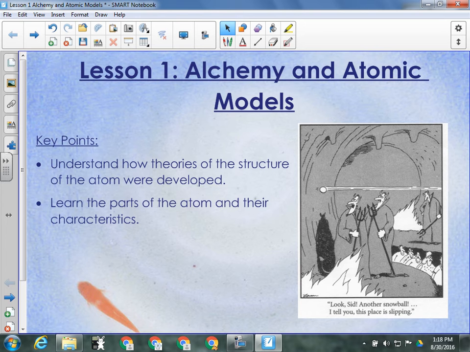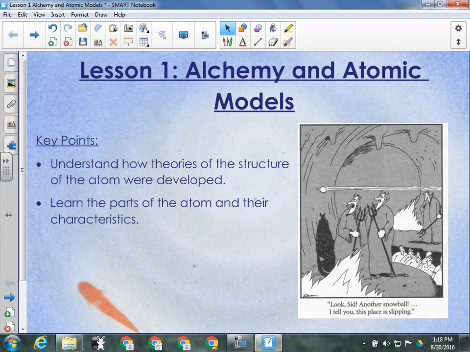All right, so the key points for today, we want to look at how theories of the structure of the atom were developed. Why did we think the atom looked a certain way? Why did we think then suddenly that that changed? Why do we think it looks a certain way now? The process through which our idea of the atom evolved. And secondly, learn the parts of the atom and their characteristics. Hopefully that will be a review.